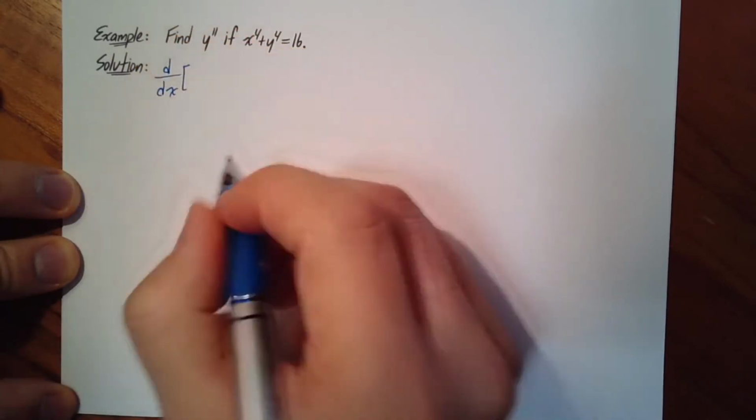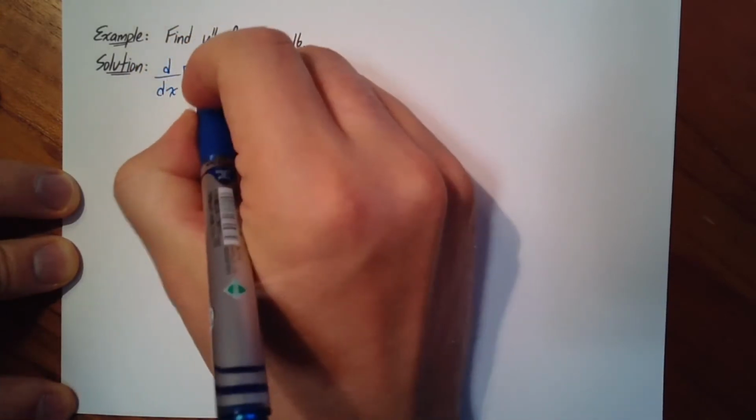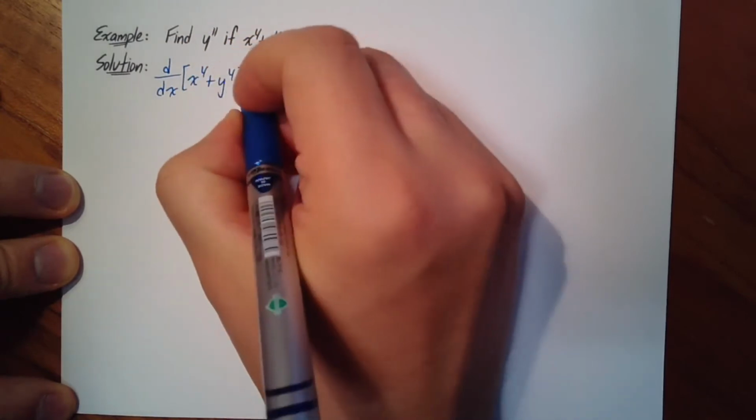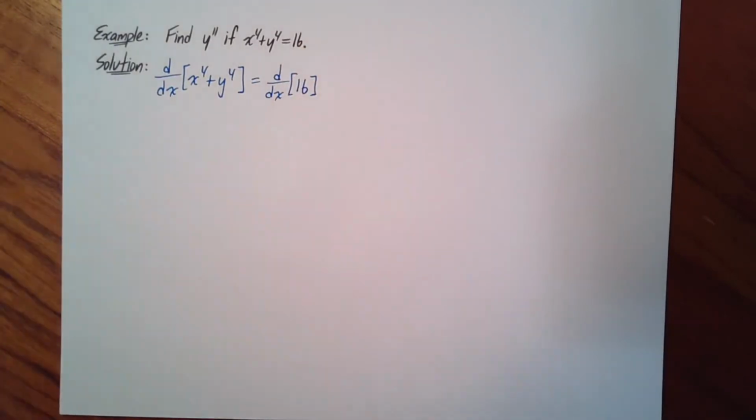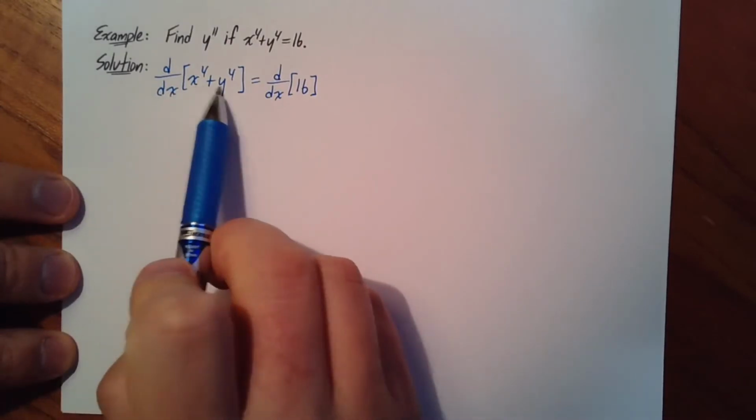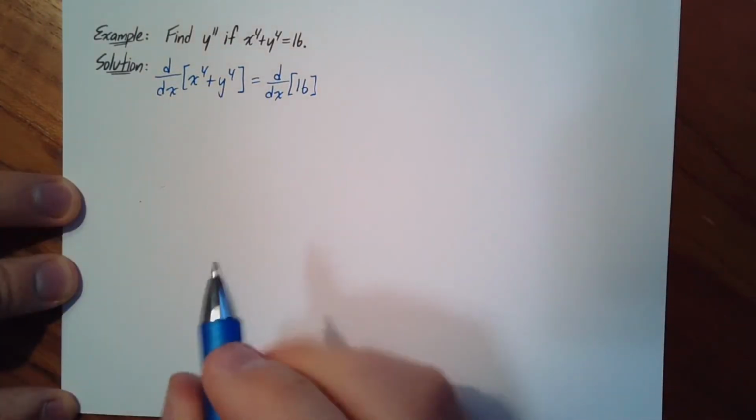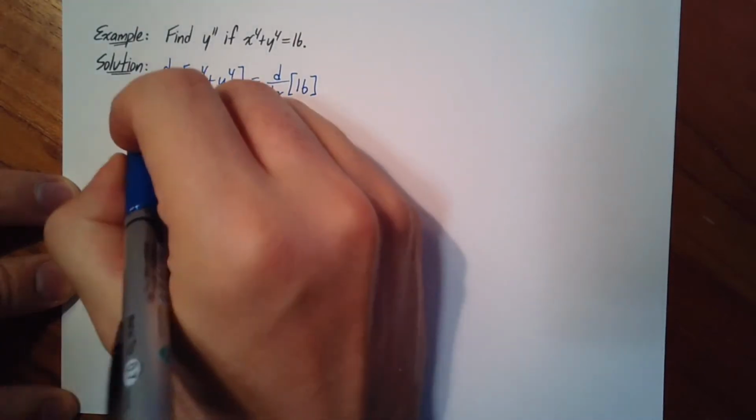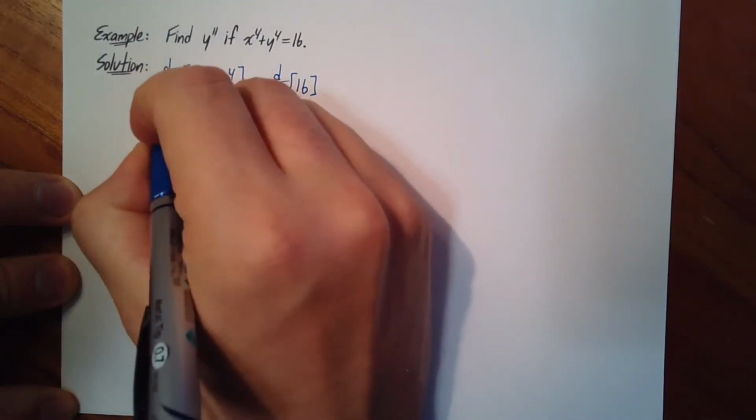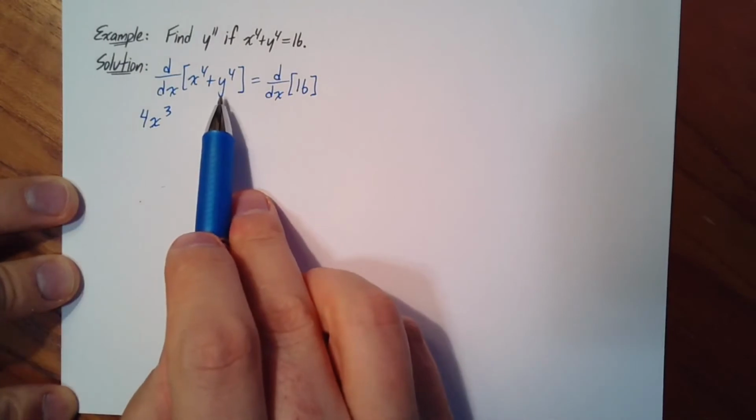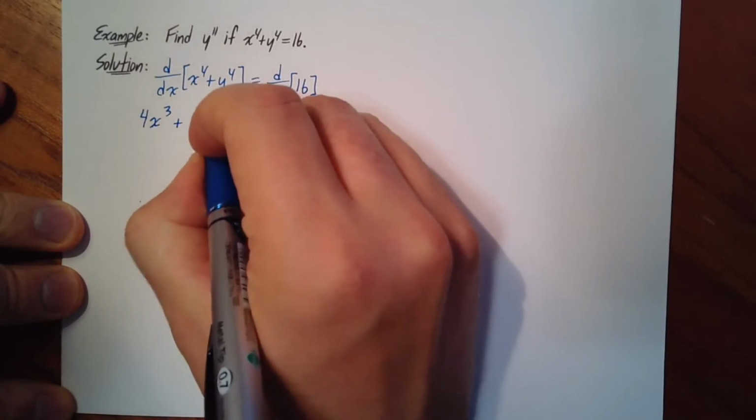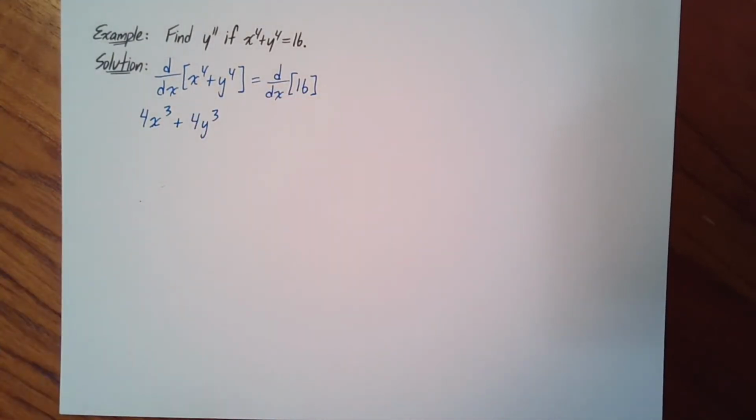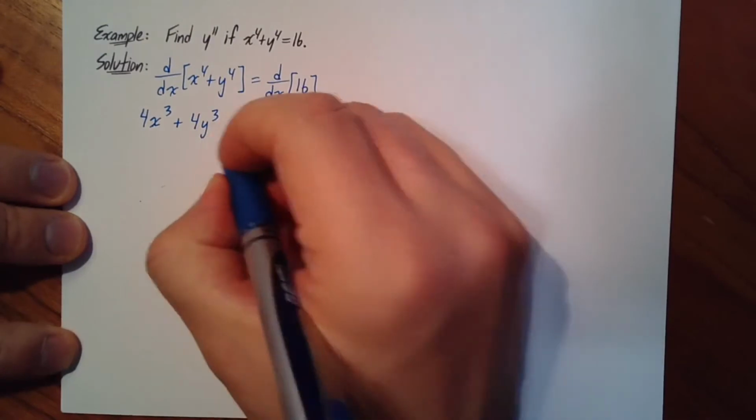So we're going to take the derivative of the left-hand side, x to the 4 plus y to the 4, and that's going to equal the derivative of the right-hand side. Okay, so on the left-hand side, we're going to differentiate each of these terms separately. Differentiate x to the 4, and you're going to get 4x cubed. Differentiate y to the 4, well, you're going to get 4y cubed. But then, of course, I need to multiply by the derivative of the inside function here. So I need to multiply by y prime.